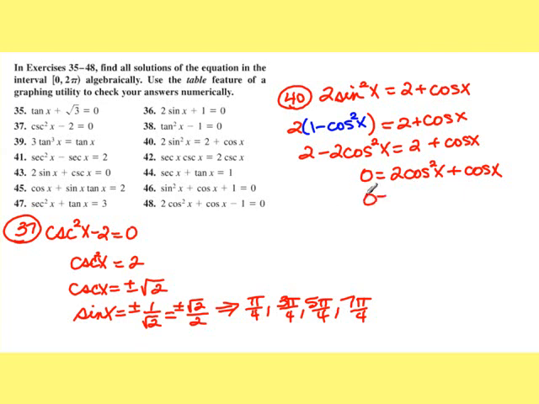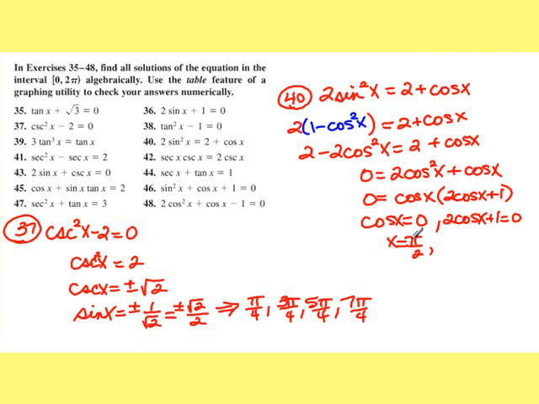So now we can factor this. We have a cosine x from each term, so we get 0 equals cosine x times 2 cosine x plus 1. Setting those each equal to 0 gives us cosine x equals 0, so where is cosine 0 in one rotation of the circle? Well, that is at pi over 2 and 3 pi over 2. Then we have to solve where 2 cosine x is equal to negative 1, or where cosine x is equal to negative 1/2.